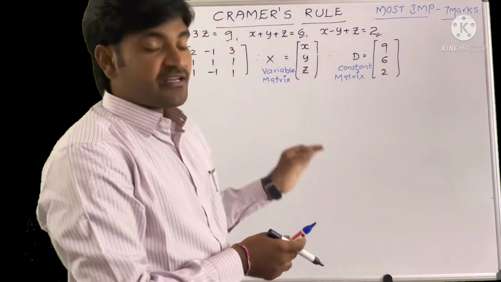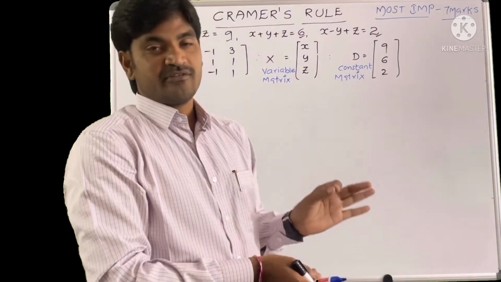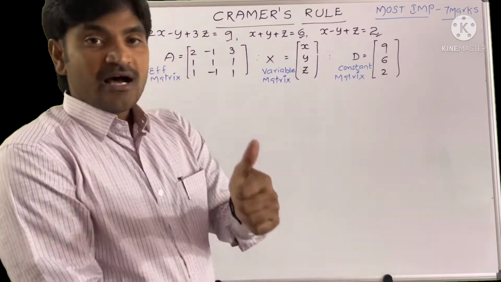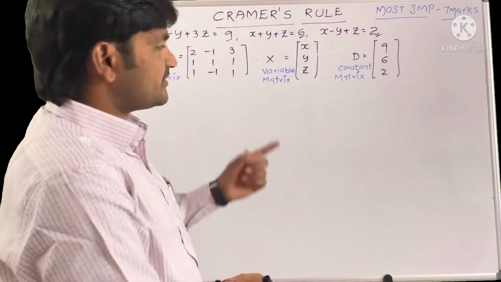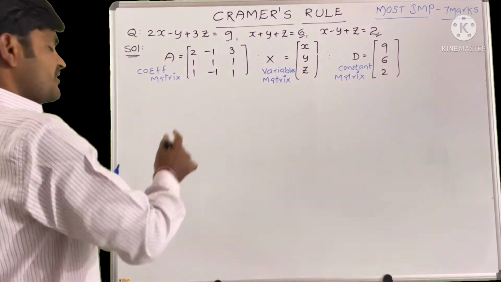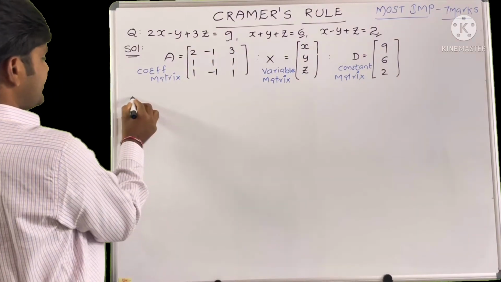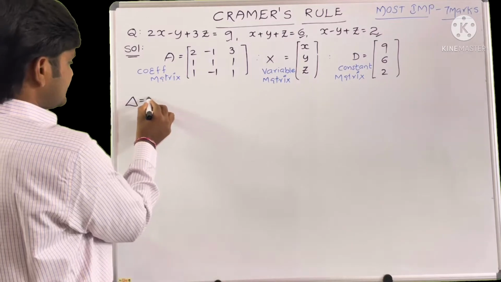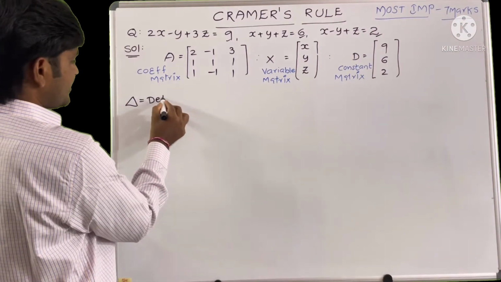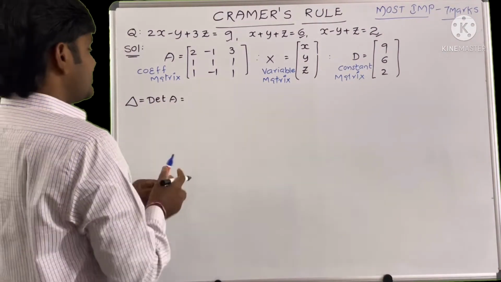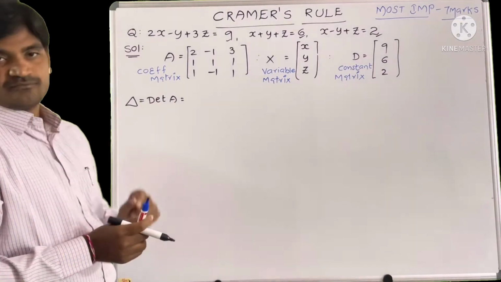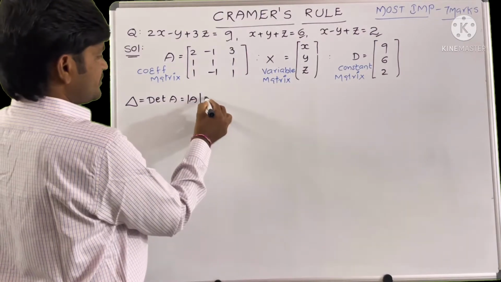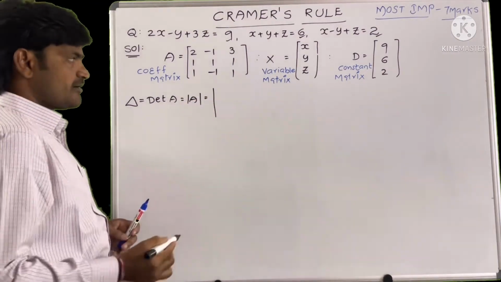This is very most important for 7 marks in our board examination. So our game starts now for 7 marks. Ready? Start. First of all, we find delta value. Delta means det A. Det A means determinant of A. So this is also the symbol of det A. So now start the determinant.